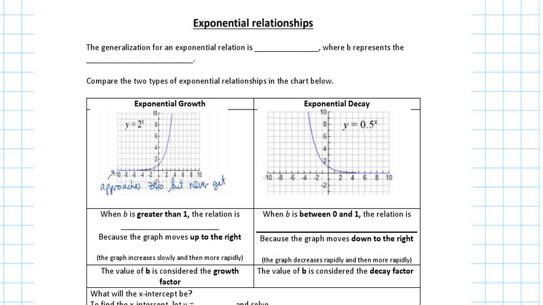Characteristics of an exponential relation. Before, we looked at the characteristics of a quadratic: there was a vertex, an x-intercept, a y-intercept, all of these things. Now we're going to look at the same thing, but with exponential.